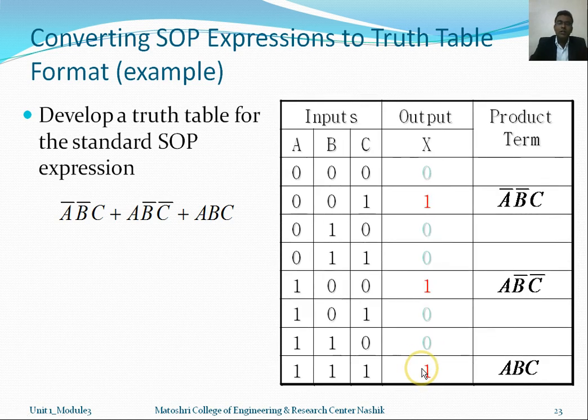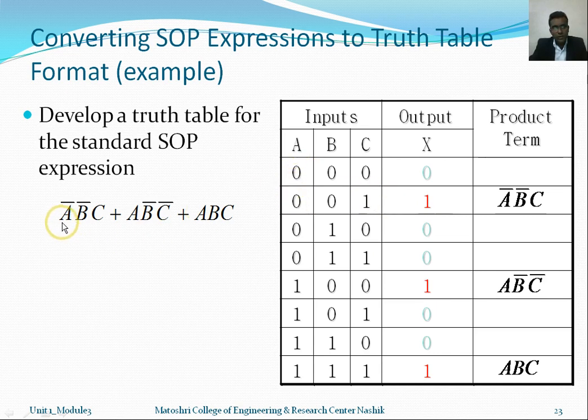The remaining rows are nothing but POS, because of the possibilities like that. If you find the SOP terms, then the remaining are the POS terms, and once you find the POS form, then the remaining are the SOP form terms. So this is how the SOP expression is converted into the truth table.